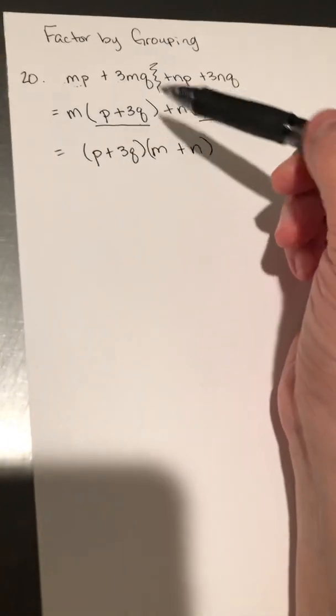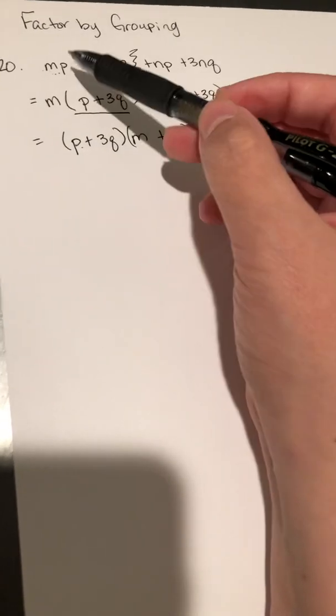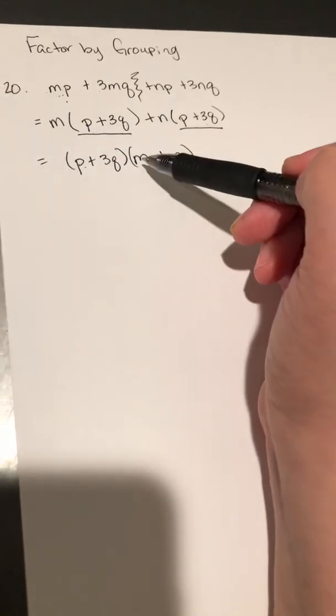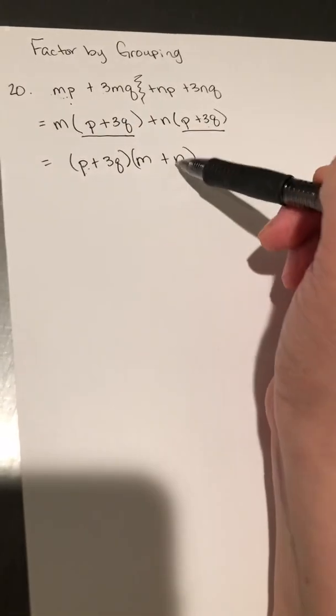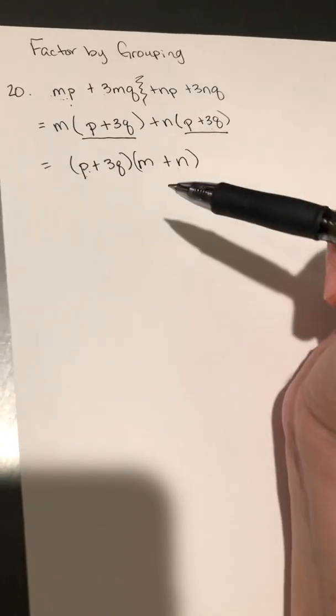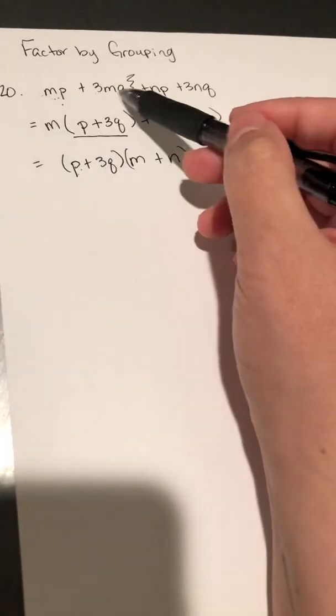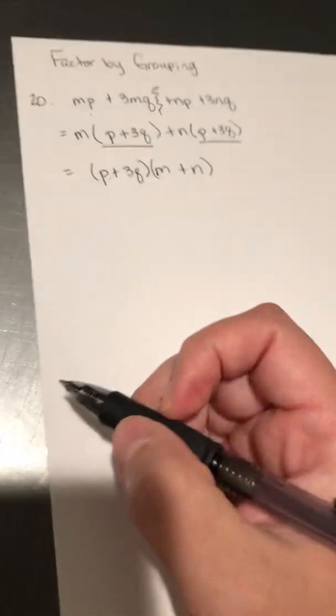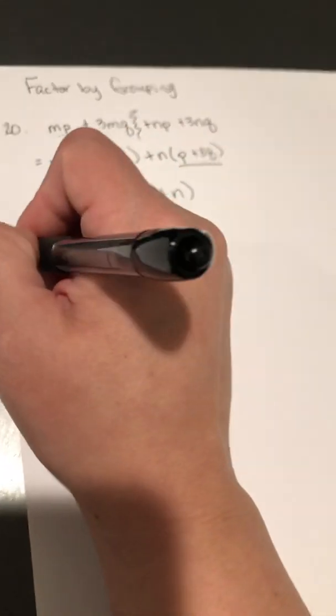And you can always check factoring. P times M is MP, there's my first term. Or PM, it doesn't matter, but we'll say MP. P times N is NP, there's that one. 3Q times M is 3MQ, which is right there. And 3Q times N is 3NQ, which is there. So you can always check when you're factoring, make sure it works.